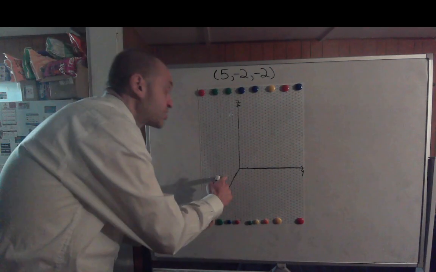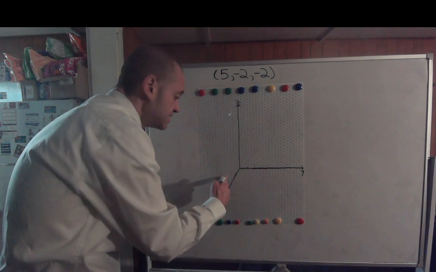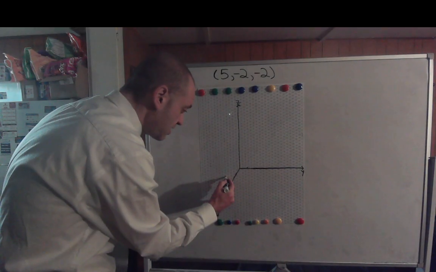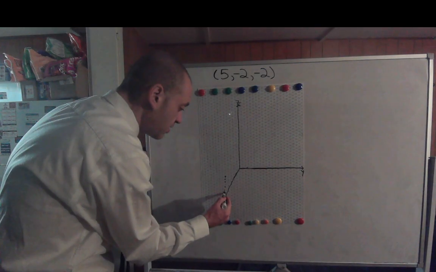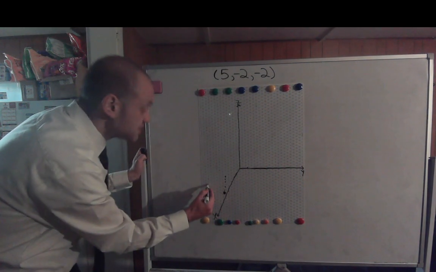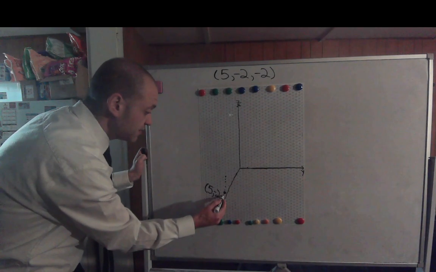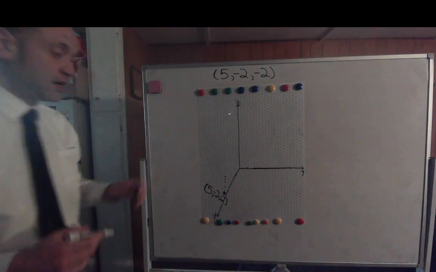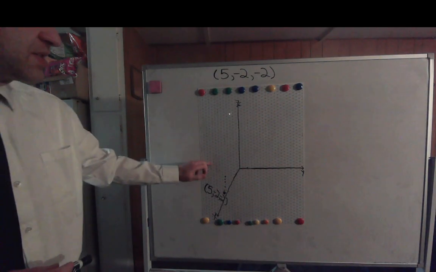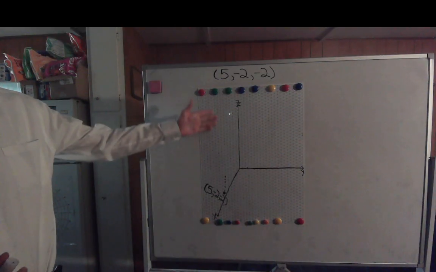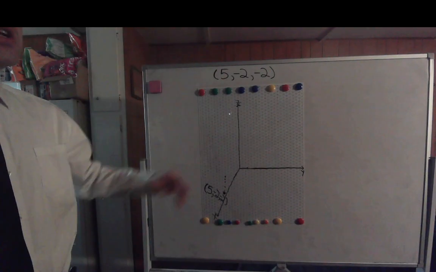And then I actually need to go down 2 units for my z coordinate because the z is negative. So right about there, I'm going to draw a dotted line and go right about here for about 2 units. That would put me at 5, negative 2, negative 2, right about there in my z system.